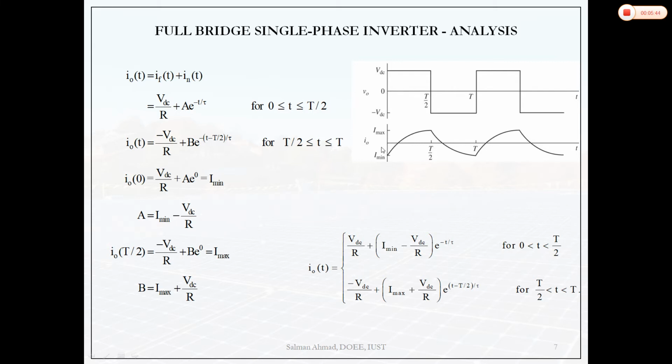This current has two parts, one is the forced response and the other is the natural response, as you already learned in the circuit classes. The forced response will be VDC by R.